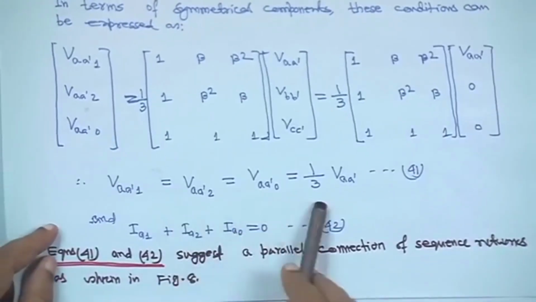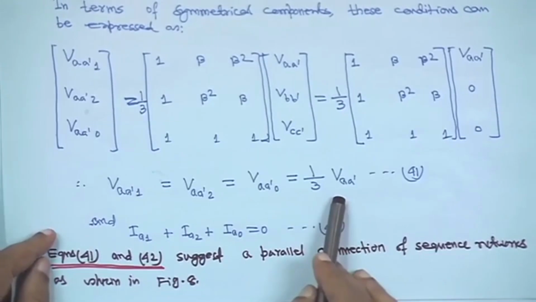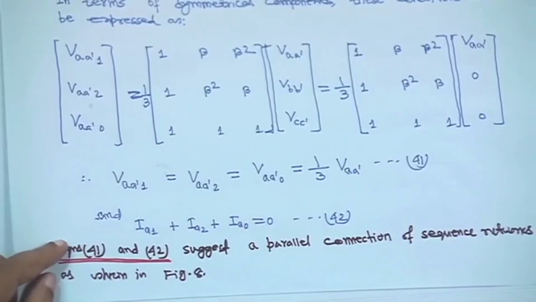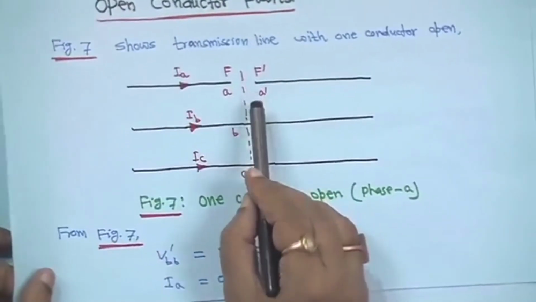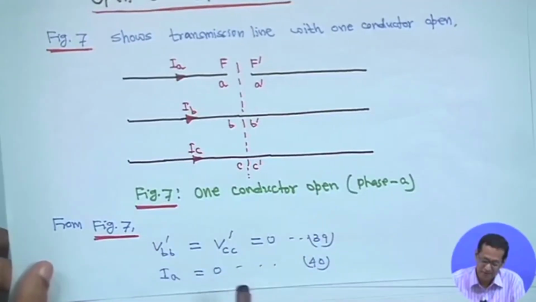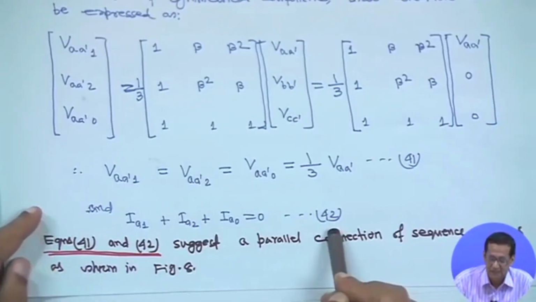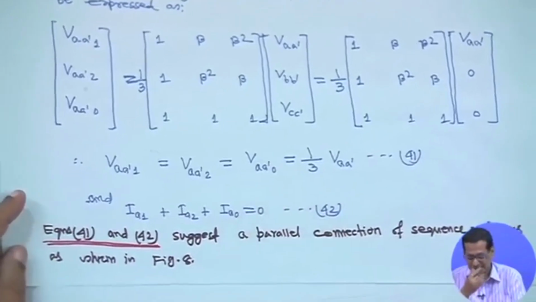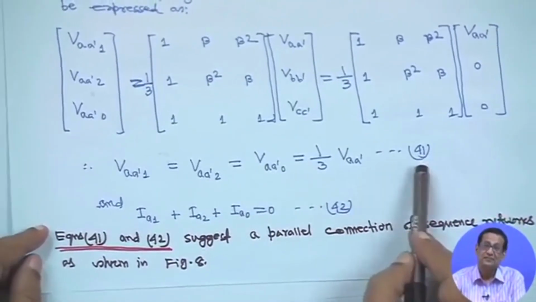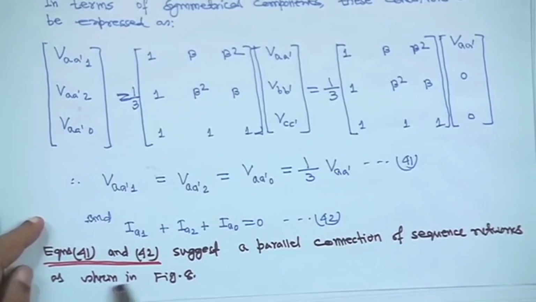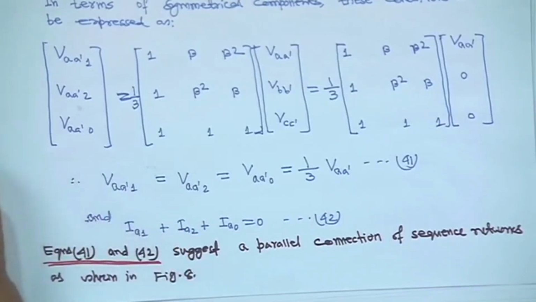So these are all equal, which suggests a parallel connection. And I A 1 plus I A 2 plus I A 0 is equal to 0, because phase conductor A has broken or is open, that means I A is equal to 0. I A equal to 0 means I A 1 plus I A 2 plus I A 0 is equal to 0. From equations 41 and 42, these two suggest a parallel connection of the sequence networks as shown in the next figure, figure 8. They are connected in parallel, and the sum of the positive, negative and zero sequence currents is 0.